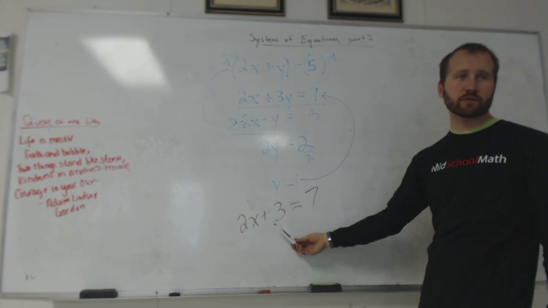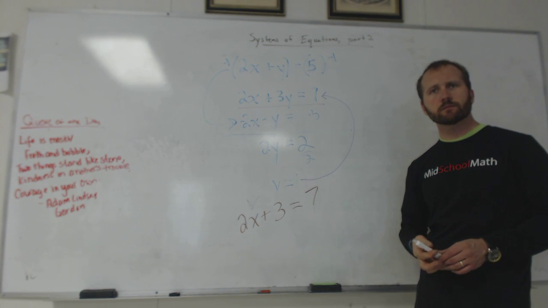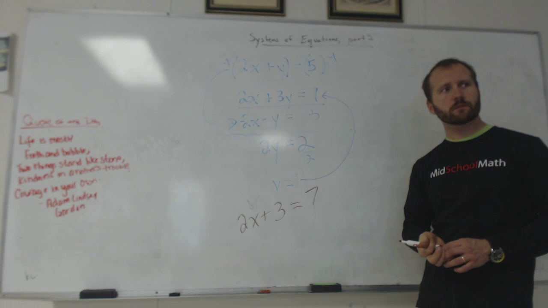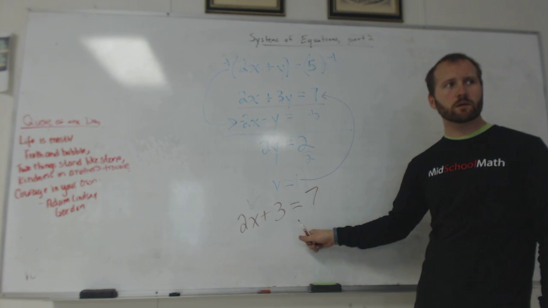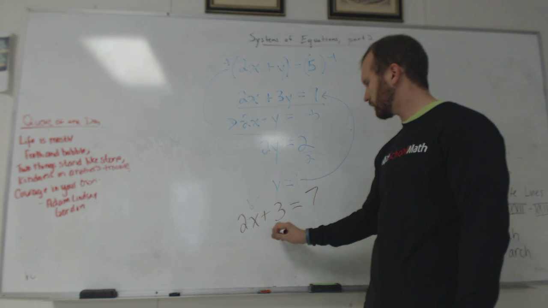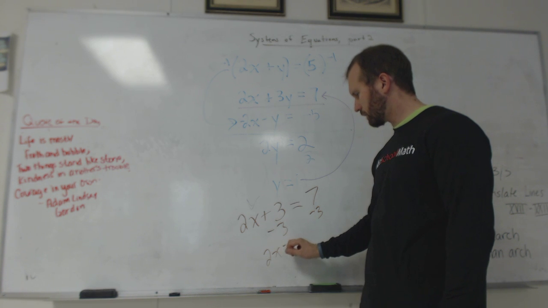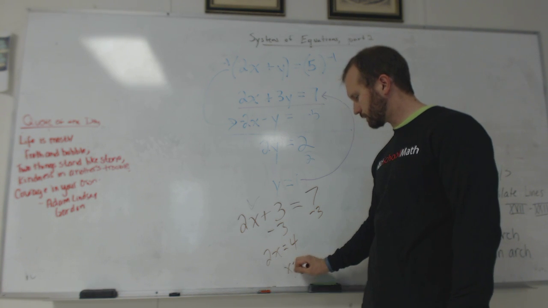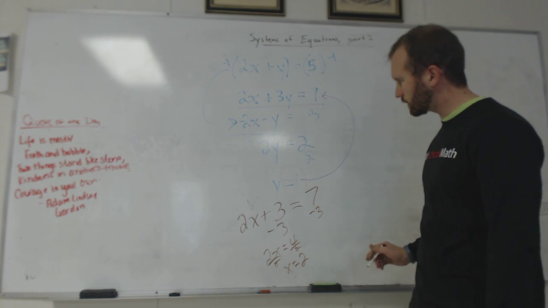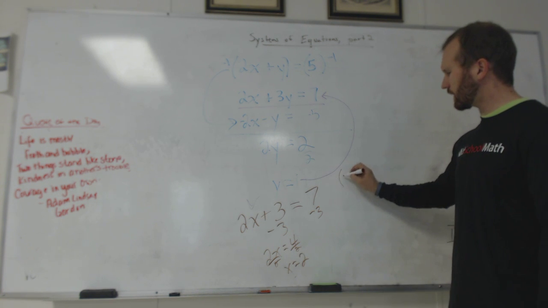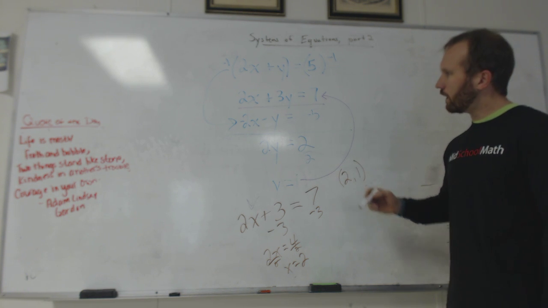Now I can solve this for x. How would you solve that for x? What would you do here? Subtract 3 from both sides, which will give you 2x equals 4. Divide by 2, x equals 2. And I could write my answer as 2 comma 1.